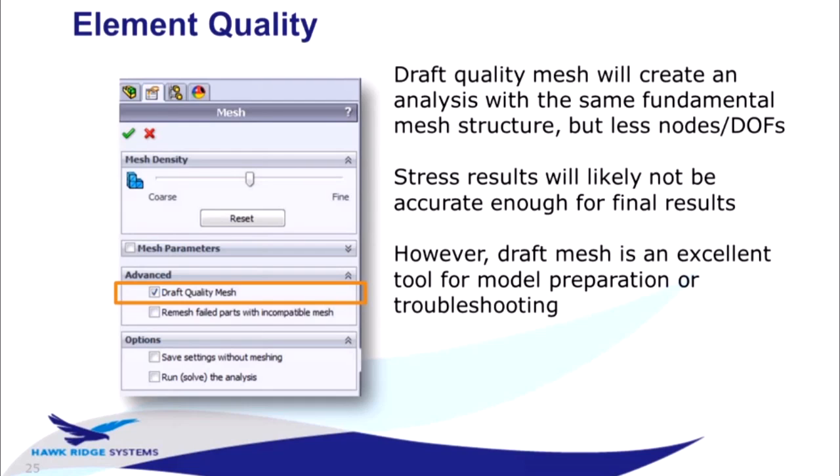If I've got a complex model and I'm not sure if I've got all my restraints right, or I haven't applied my contact correctly, I'll turn on draft quality mesh and run it. And that way, if I have got a problem and it is going to fail, it will fail a lot more quickly.